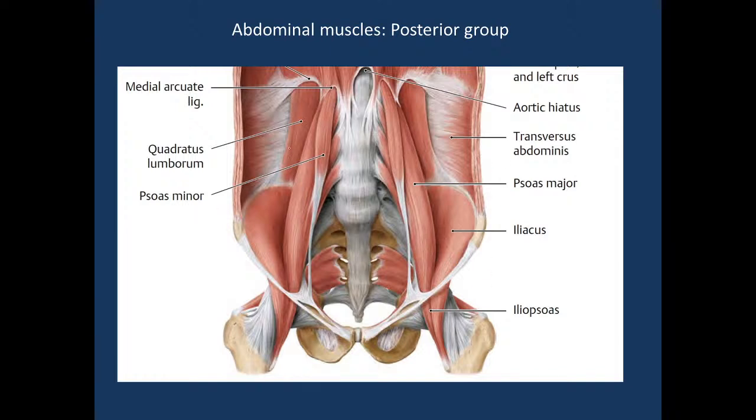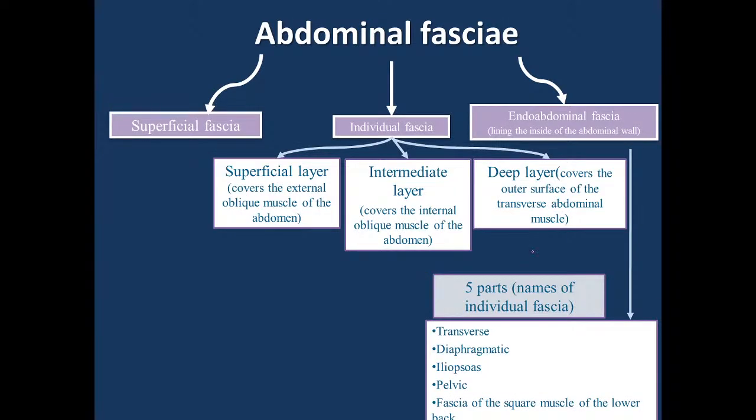Posterior group of abdominal muscles is only one muscle called Quadratus Lumborum. Here, as you see, it is between the 12th ribs and the iliac crest, iliac bone.